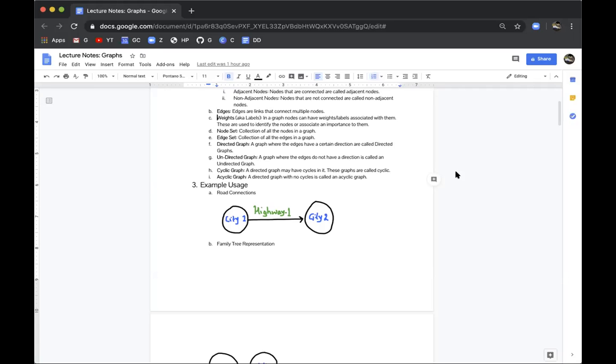A directed graph, so graphs can be different types as well. You can have directions between them. A directed graph would basically indicate that there is a certain relationship between nodes. So if you consider a family tree, there would be a direction from grandparents to parents to children, right? But if you consider, for example, a road, then probably there is no direction, because roads are bidirectional. So then they would not have any direction. Undirected graphs are graphs which don't have any direction in them.